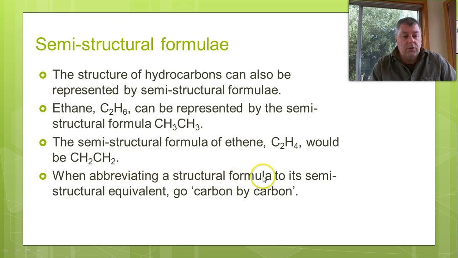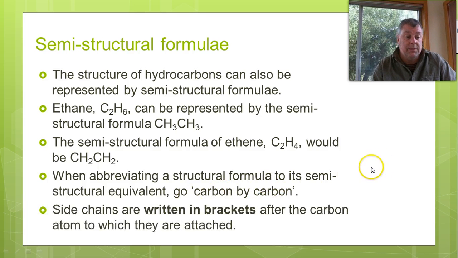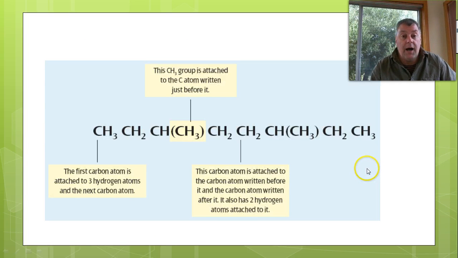When abbreviating a structural formula to its semi-structural equivalent, go carbon by carbon. So you work your way along the chain, basically. If you have any side chains, they're written in brackets to make sure that you don't confuse them with the actual chain ones. Okay, and they're written after the carbon that they're attached to. So here's an example. This is the first carbon atom. It's got 3 hydrogens, so it goes CH3, CH2, CH, and then this is a methyl group attached to this carbon. And then it goes all the way through.